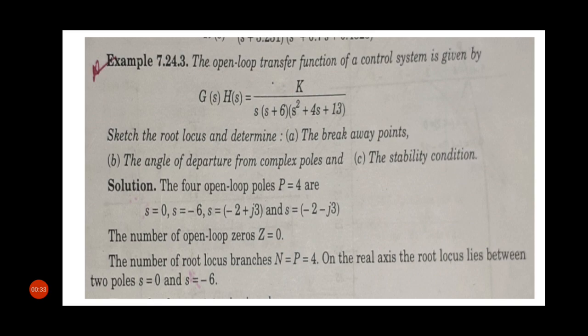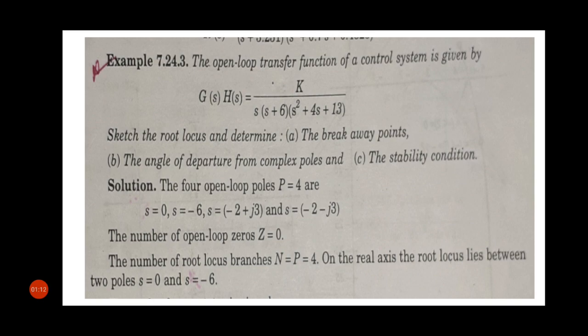Okay, so now let's see the solution. In our system there are 4 open loop poles, that means P equal to 4, and poles are 0, minus 6, minus 2 plus j3 and minus 2 minus j3. And the number of open loop zeros Z equal to 0. Now see the number of root locus branches N equal to P, because here P is greater than Z, and therefore the number of branches is 4 because in our system there are 4 open loop poles.